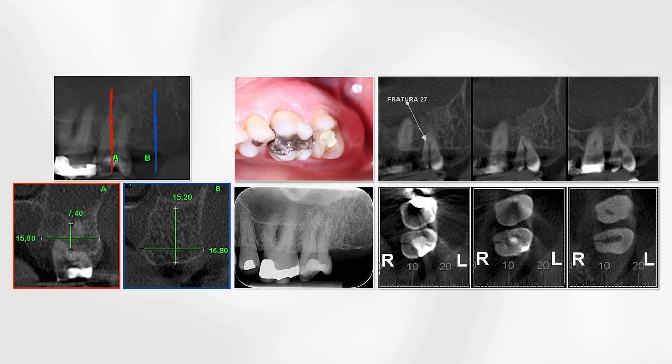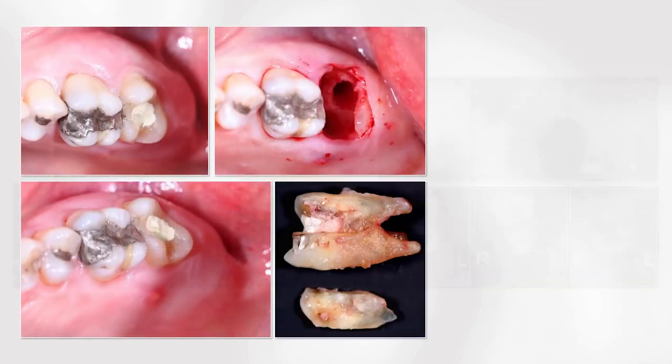The fracture was confirmed through this CBCT scan. So the tooth was extracted, applying minimally invasive procedures. Here we have the presence of infection and a fistula at the palatal aspect. We have to be careful during the extraction to avoid tearing soft tissue at the palatal aspect.